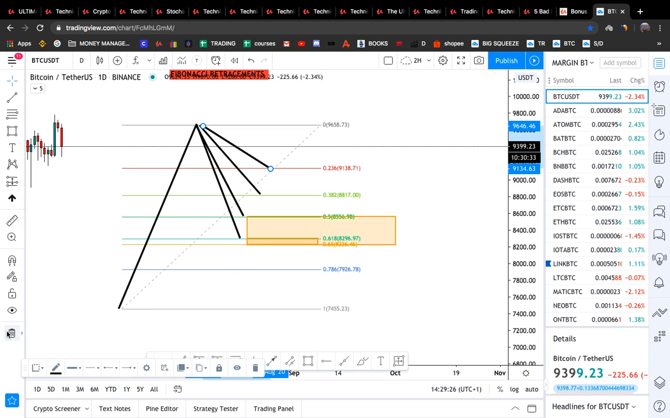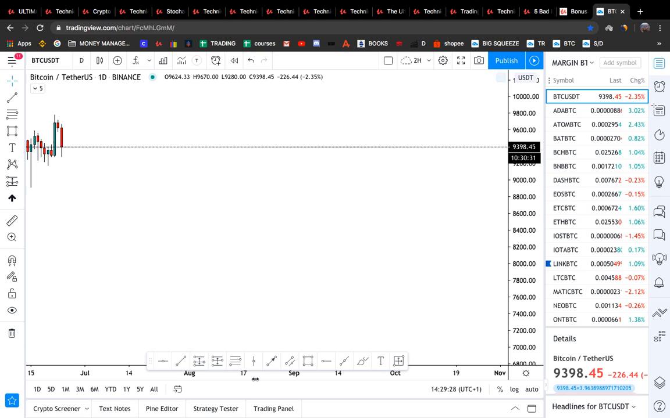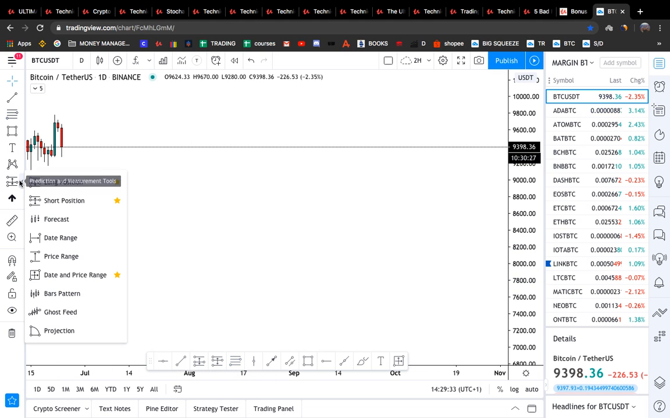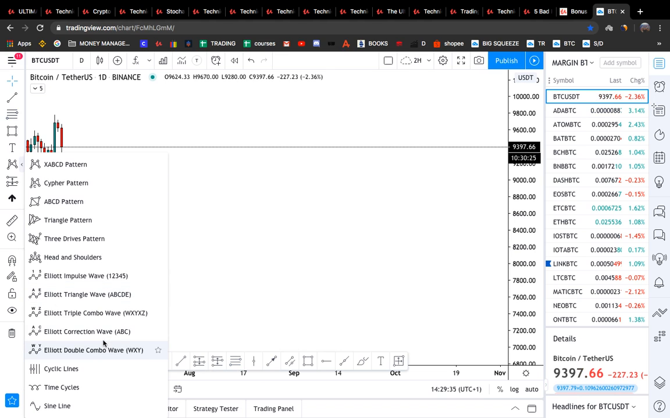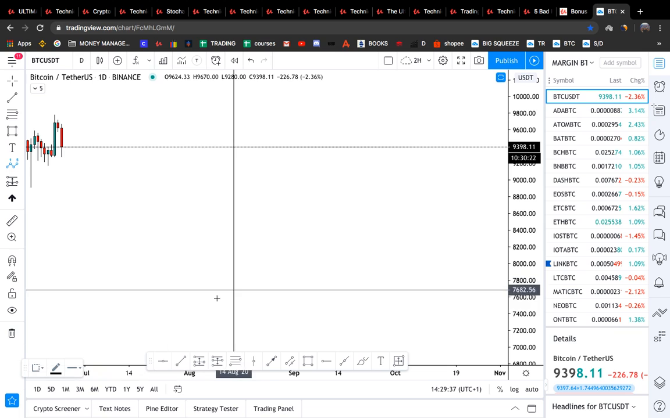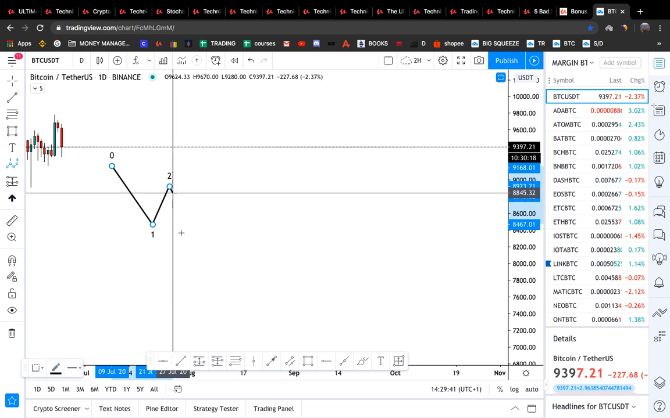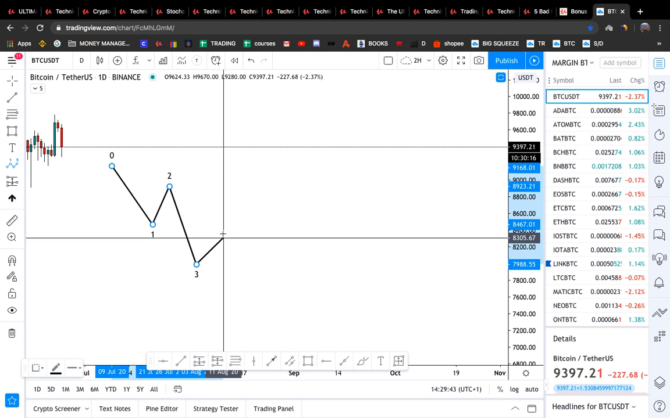Let's actually delete all this. Let's draw, or first let me find, that's what we need, the Elliott wave, right? So let's say that you are getting a downtrend, which is a clear downtrend, something like that.